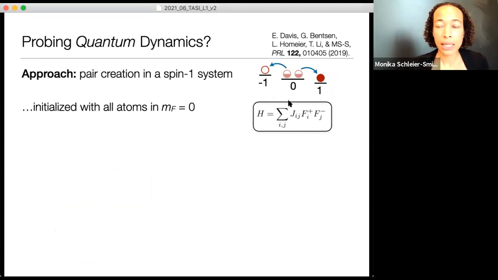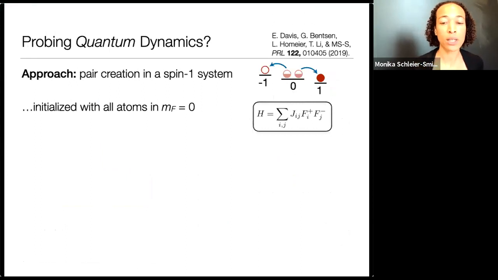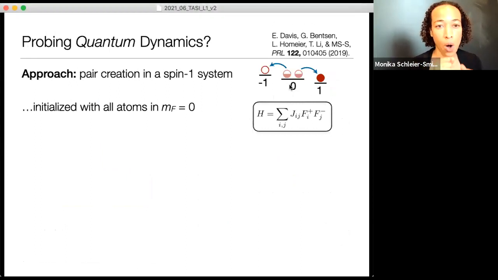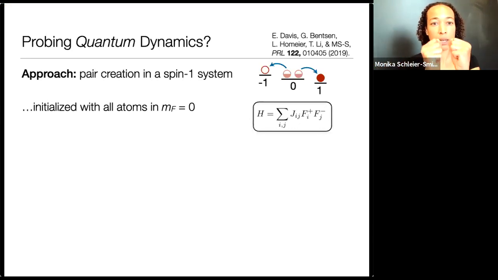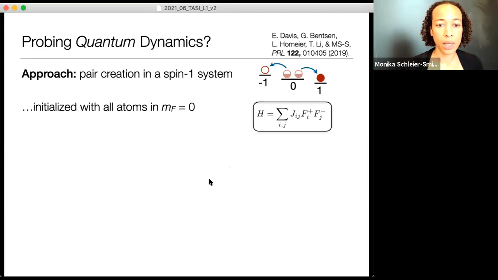We typically initiate this system in a situation where all of the atoms are in the m equals 0 state of this spin 1 system. If you have this type of F plus F minus interaction, earlier I described it as a flip-flop between spin half atoms, but we can take two 0 atoms and convert them into a pair of a +1 and a -1 atom, right? So what does that look like?